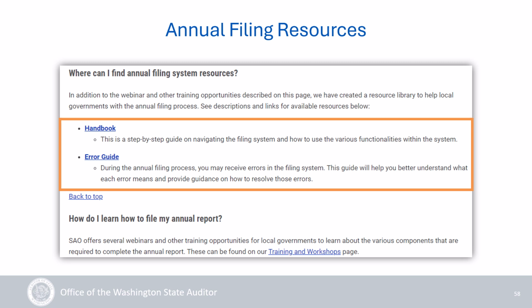The handbook is a step-by-step guide on navigating the filing system and how to use the various functionalities within the system. It also includes a summary of each component of the report, so a lot of what you learned today will be included in this handbook as well. Then the error guide is designed to help you better understand errors that you may receive in the filing system and provides guidance on how to resolve those errors.